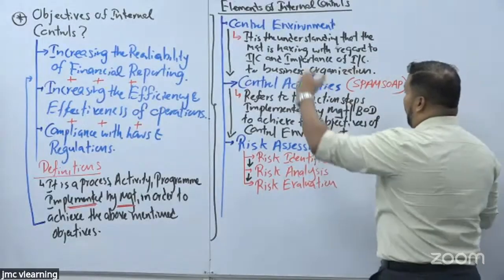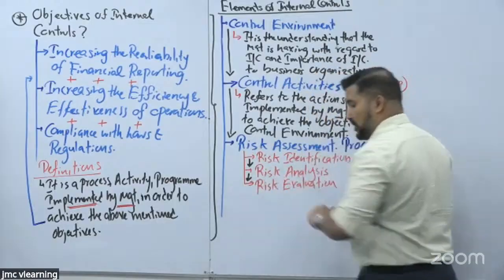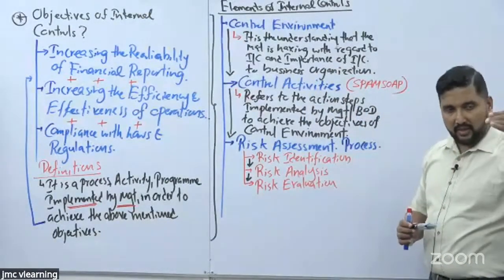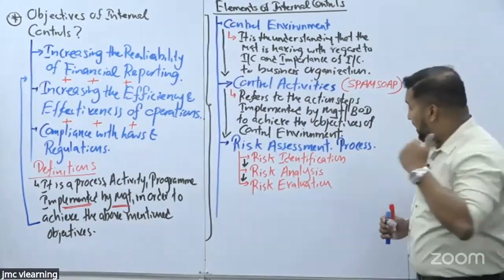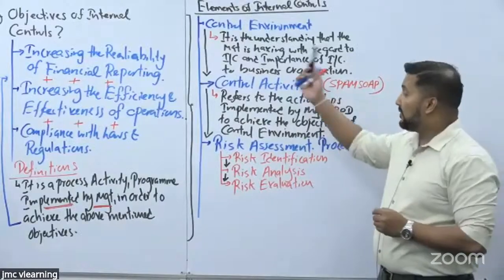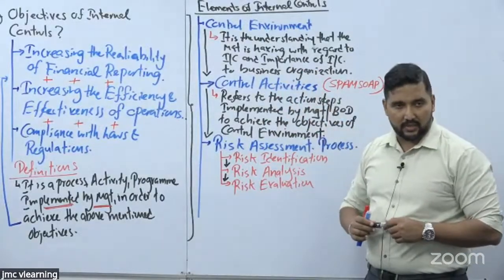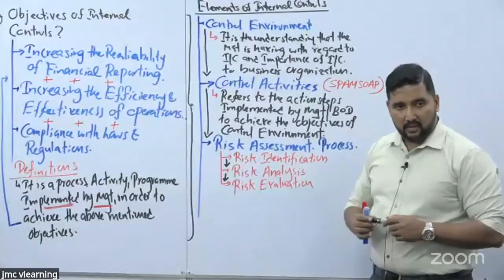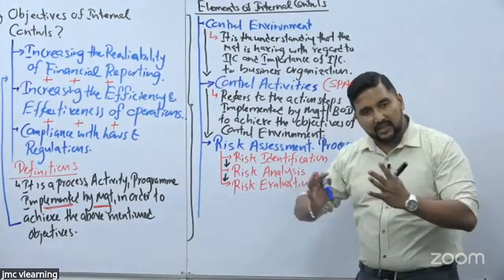Right. Okay. All these 3, who will be responsible for them? Control environment, control activities and the risk assessment process. Who will be responsible for those? Board of directors and management will be responsible. Board of directors and management will be responsible. Right. So then they will design the internal controls.